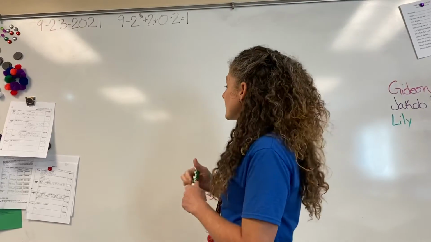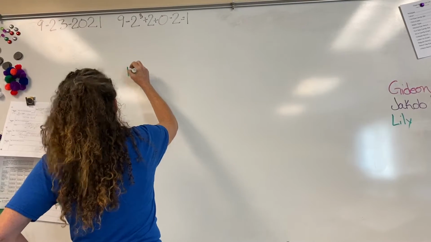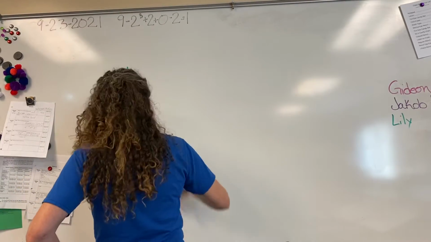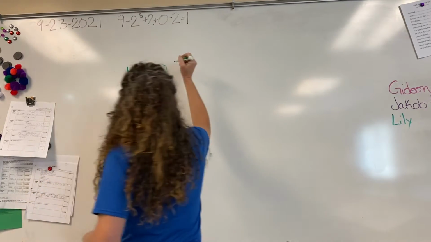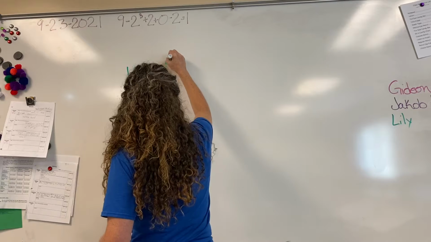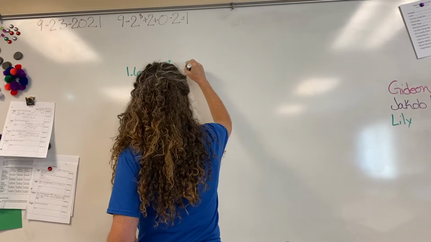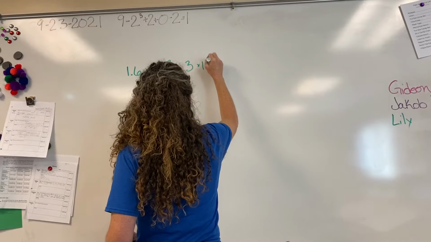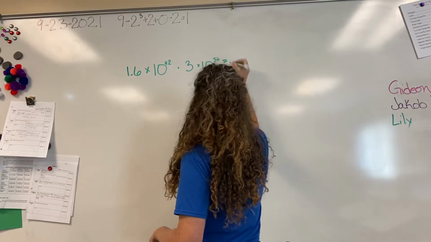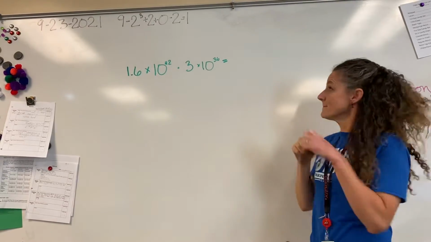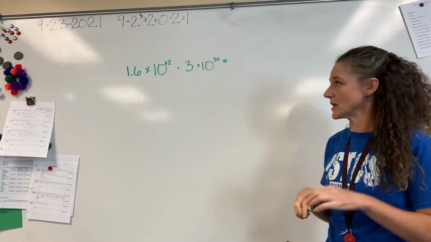Okay, so let's do, give me a number, random number. 10. Not 10. 16. 1.6 times 10 to the 42nd, times by 3. 3 times 10 to the 36. Okay. So all I'm doing is I'm multiplying numbers in exponential form.